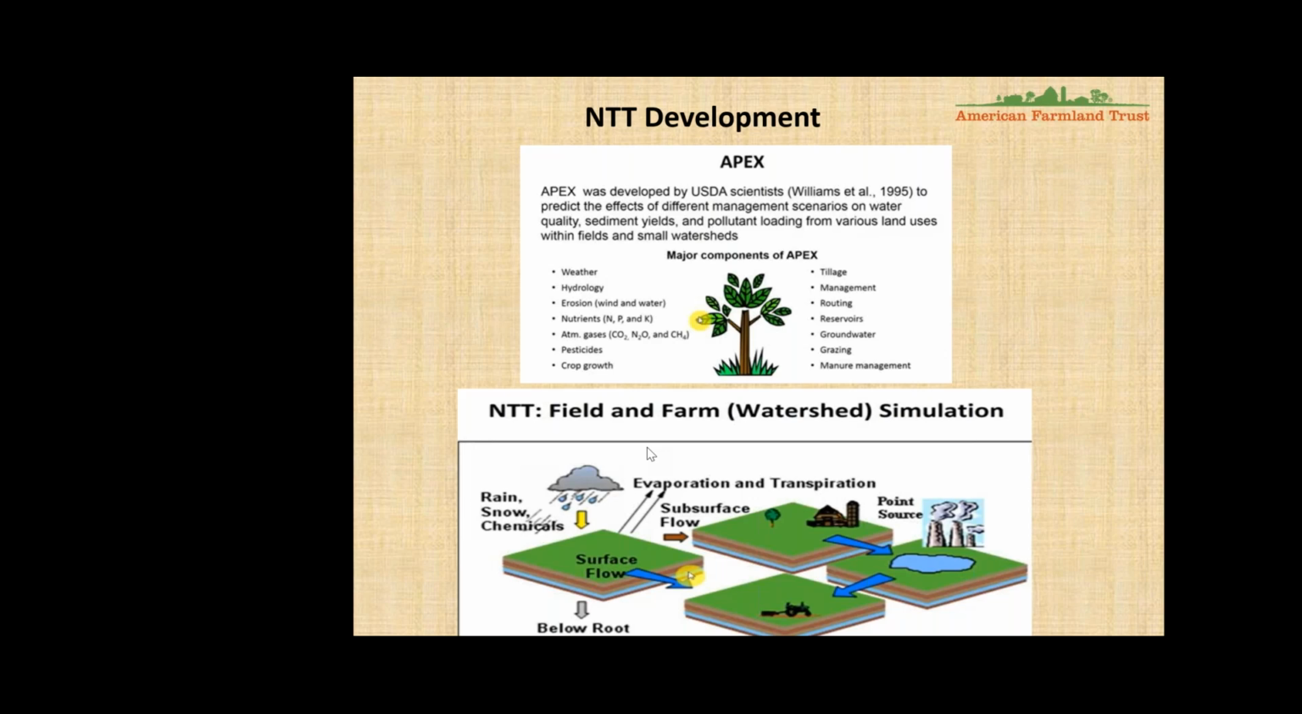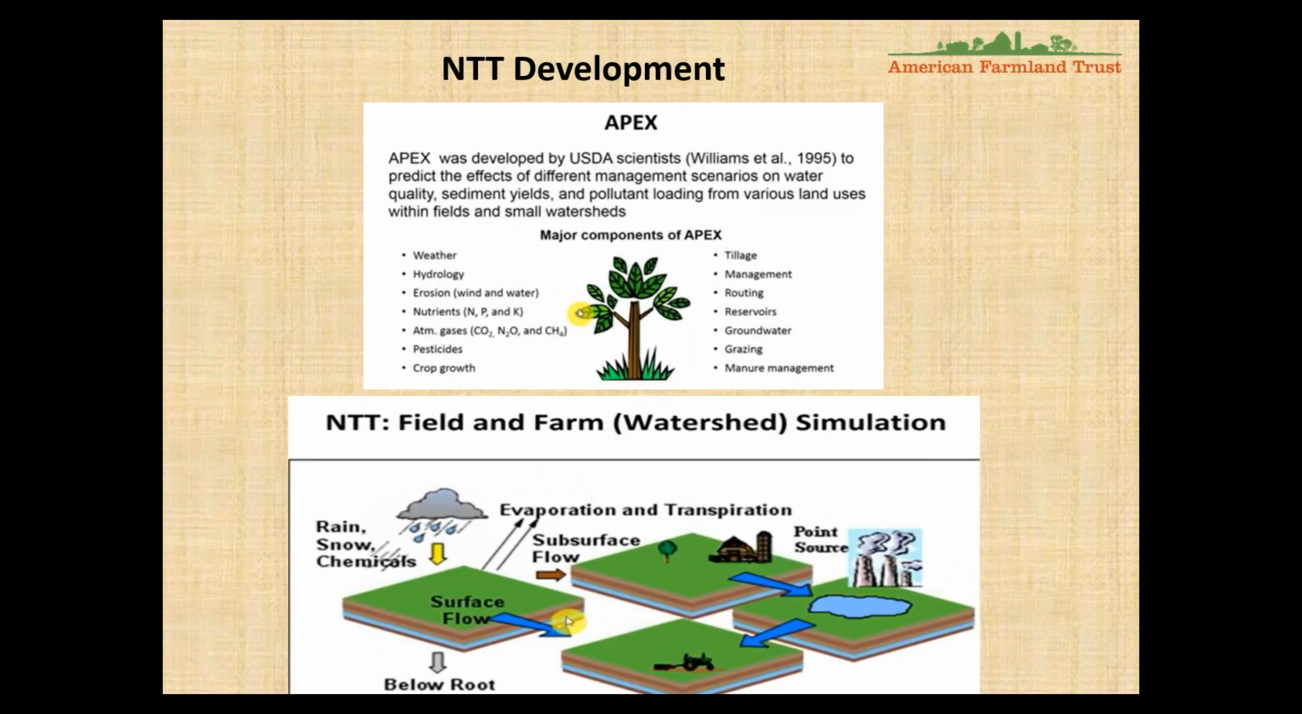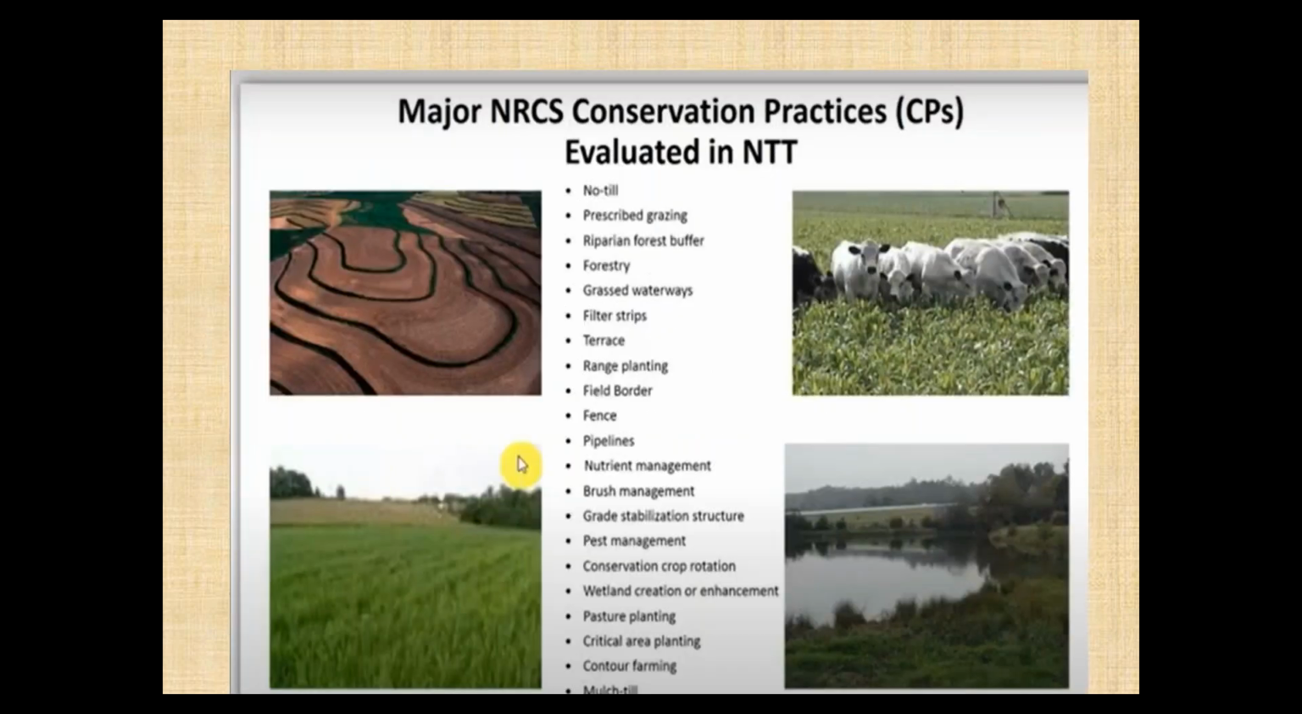NTT was developed to simulate farm management impacts to watersheds, farms, and fields. The model encompasses lands across the US and incorporates national data for weather, groundwater conditions, and farm management in regional areas, and inputs typical of regions assessed. So here's a list of conservation practices evaluated by NTT's program. They are NRCS conservation practices.